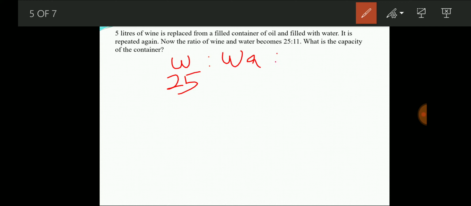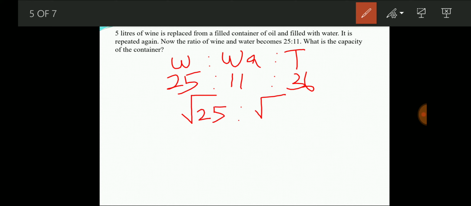Then what is our total? Our total is going to be 36, 25 plus 11. Since the process is repeated 2 times, we take the square root of 25 and the square root of 36. The square root of 25 is to the square root of 36, so our ratio is going to be 5 is to 6.